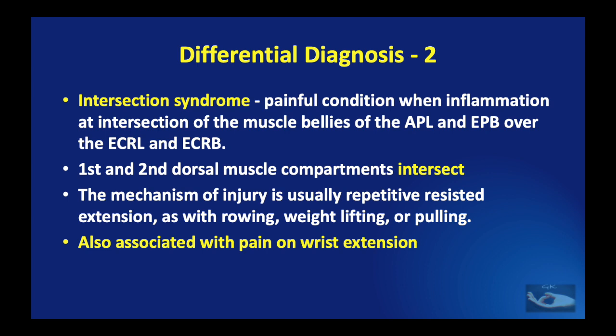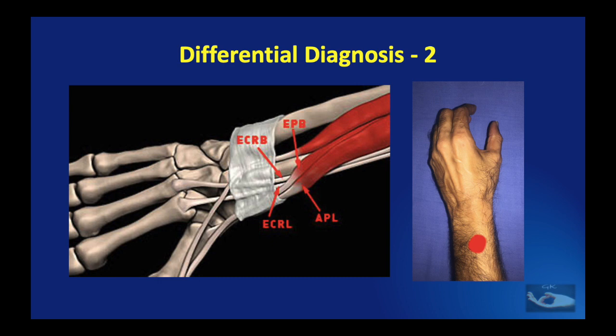The mechanism of injury is usually repetitive resisted extension, as with rowing, weightlifting, or pulling heavy objects. This is also associated with pain on wrist extension, which is not present in de Quervain syndrome. The location of the pain in this syndrome is more on the extensor aspect of the wrist and more proximal as compared to the pain that is seen in the de Quervain syndrome.